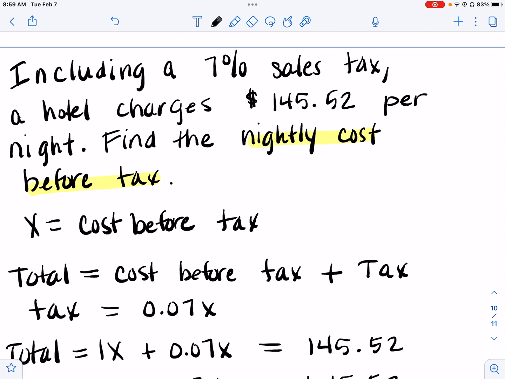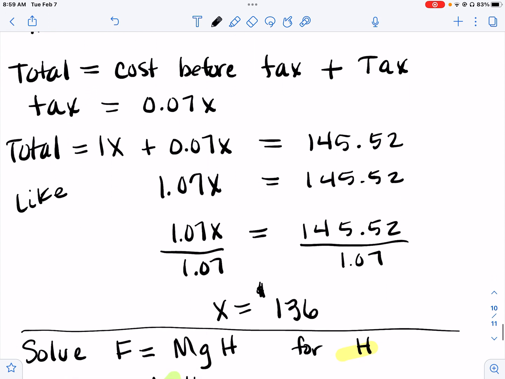Including a 7% sales tax, a hotel charges $145.52 per night. Find the nightly cost before tax. So that tells us X is cost before tax. So the total is cost before tax plus the tax. The tax of 7% means 0.07 times the cost, which is X. So the total is the cost before tax, which is X, plus the tax, which is 0.07X, and we know the total is 145.52.